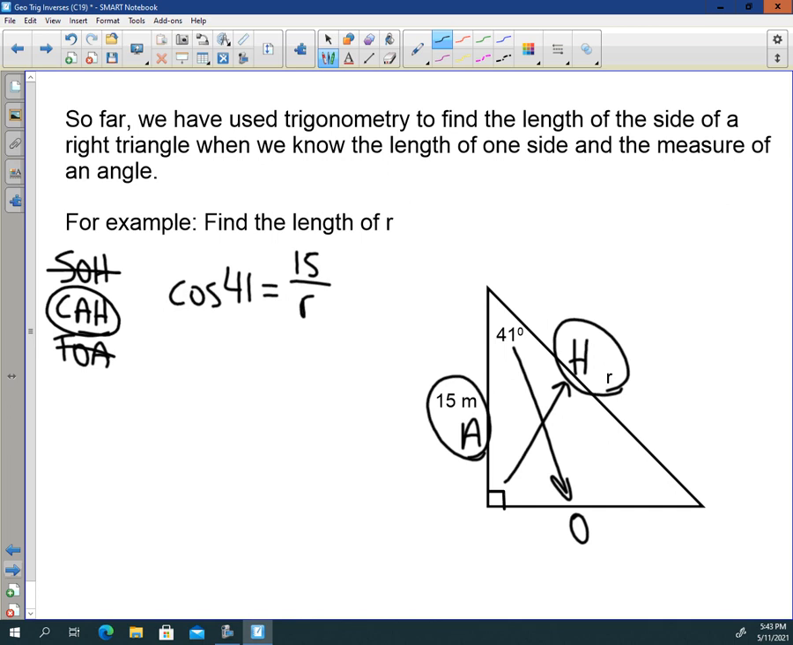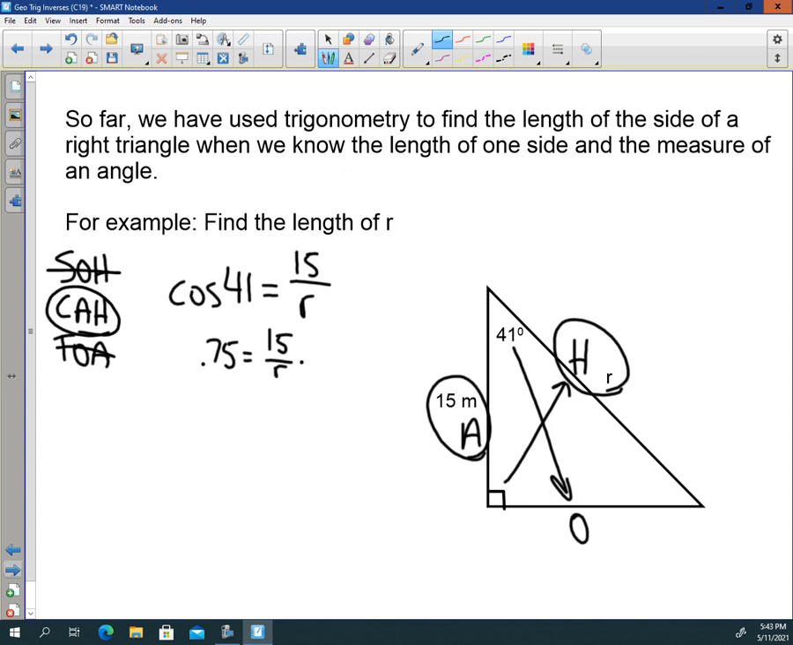And now we have the variable in the bottom, but that's okay. I mean, it happens sometimes. Now we're going to figure out a decimal approximation for the cos of 41. 41 cos is how you put it into my calculator, and I get like 0.75 equals 15 over r.